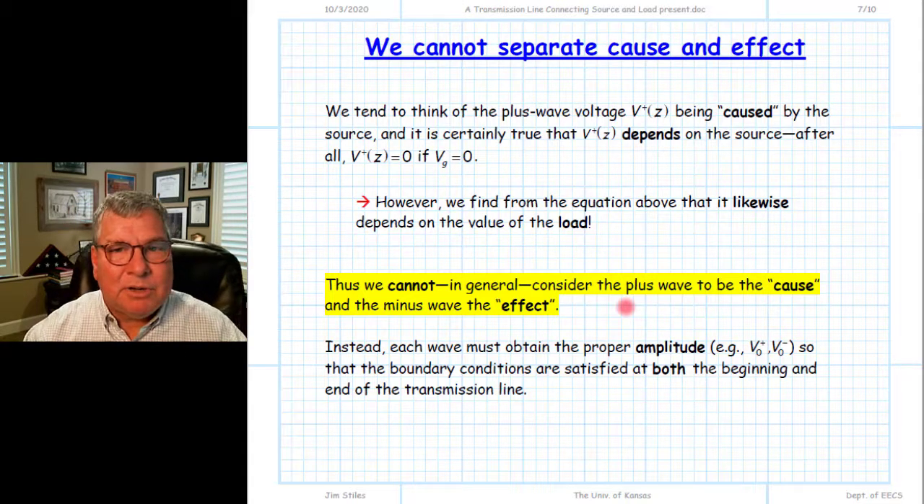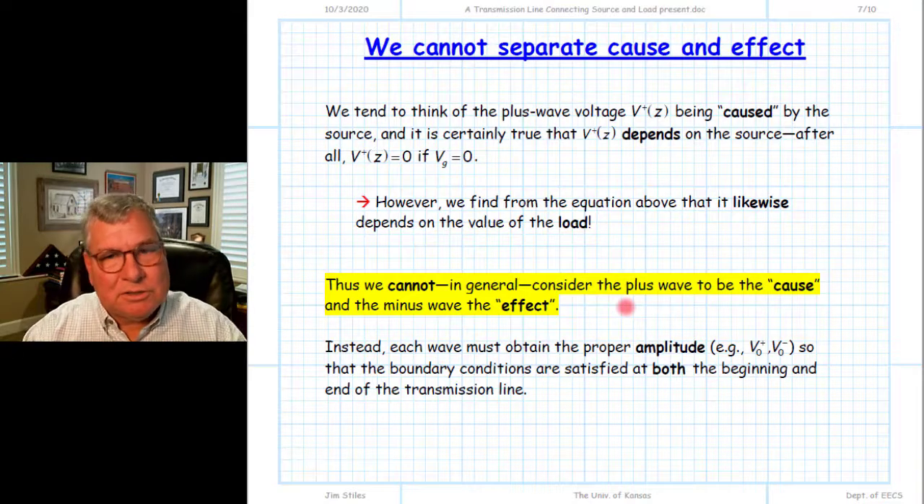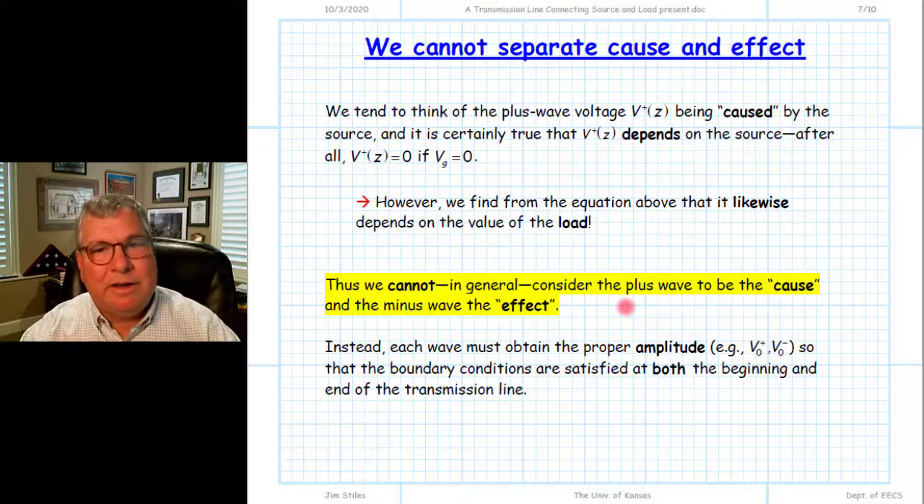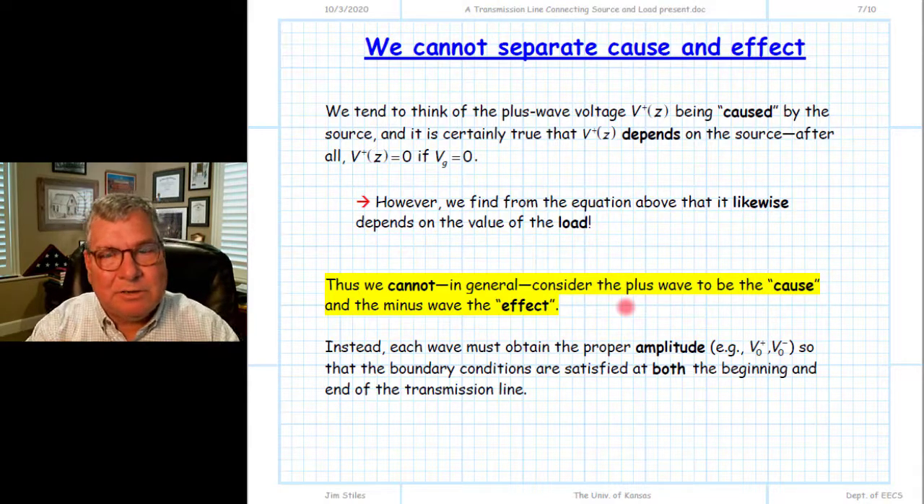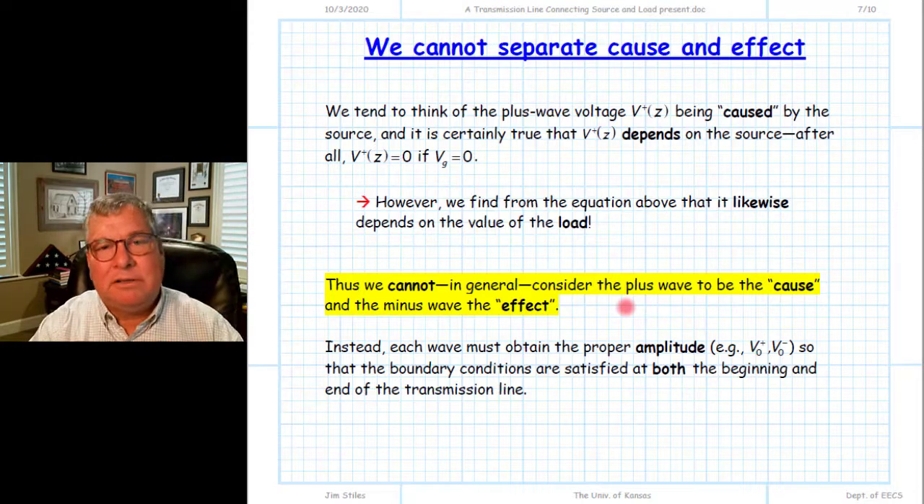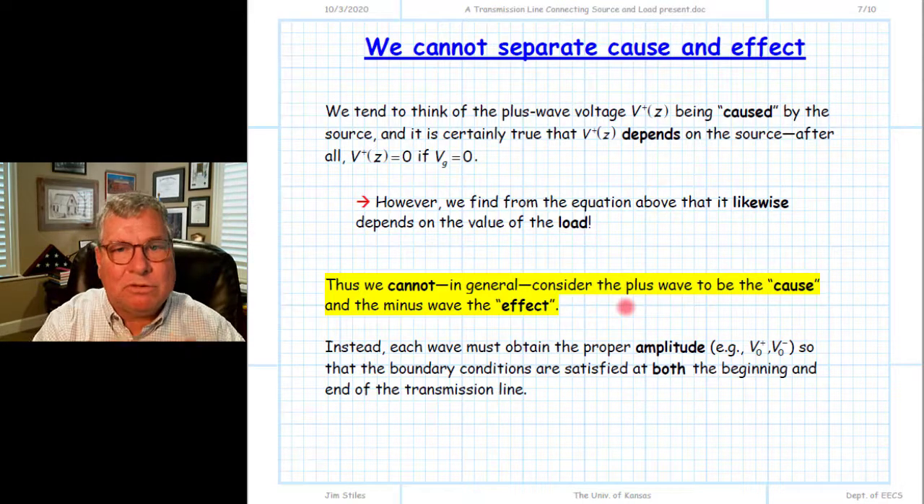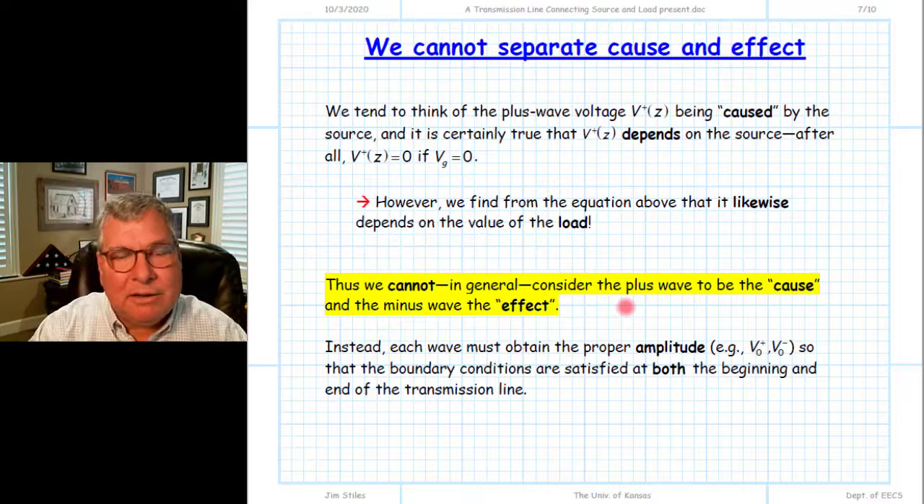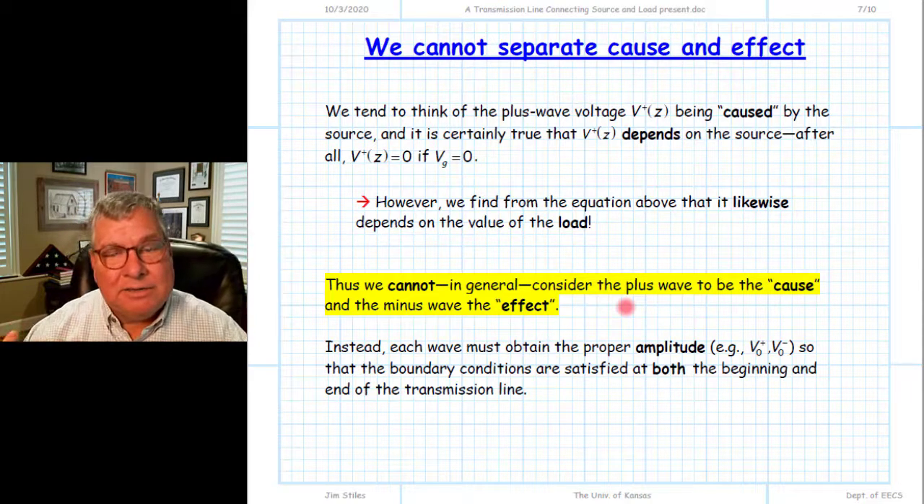There is a typical thought among students that the plus wave is something that's emitted from the source. The source injects the plus wave propagating down the transmission line. It's completely due to the source. The plus wave gets down to the end where the load is, and then there's this reflection that occurs, this bounce, and it bounces off the load and back toward the source. And in many ways, that is a correct interpretation.